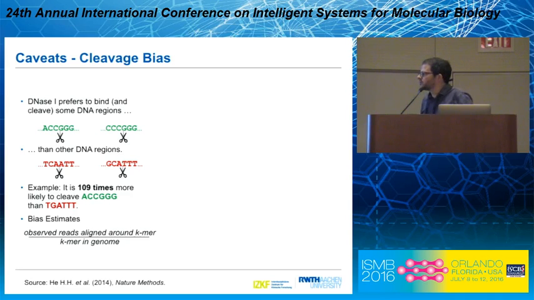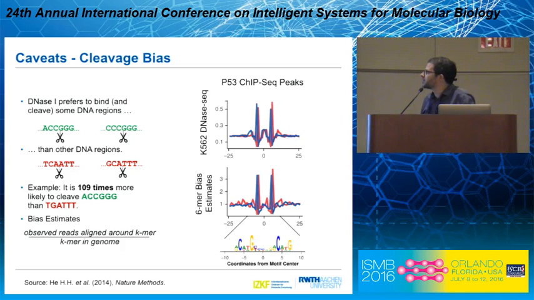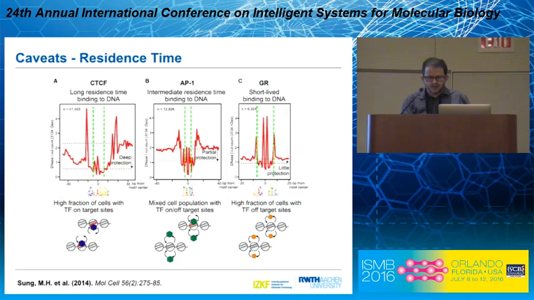If you try to estimate bias, which is how many reads you see in your experiment versus how many you expect from your genome, you could get profiles like this. Here is an average profile of the DNase around p53 ChIP-seq peaks, which also have a motif associated with p53. What they show is that the bias estimates also had a footprint. So this was just an artifact of the sequence conservation around your transcription factor binding sites.